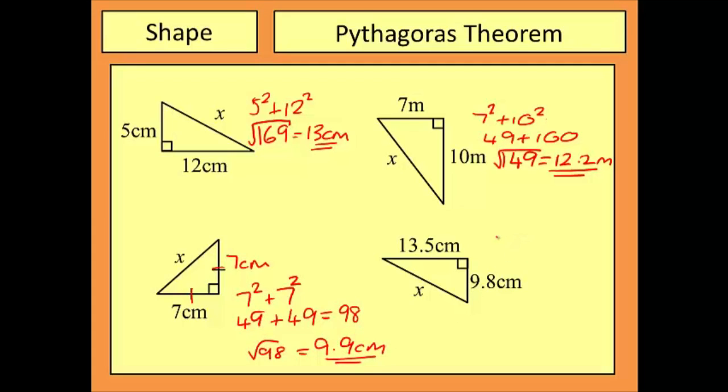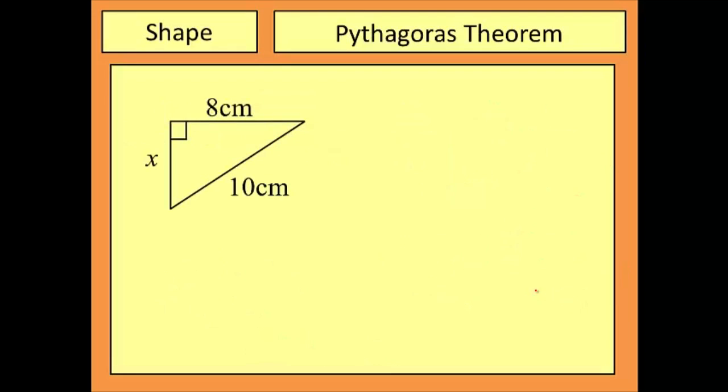And in the final example, we've got some non-integer side lengths. 13.5 squared plus 9.8 squared gives me 278.29. I need to square root this to arrive at a final answer of 16.7 centimeters. This example is slightly more difficult. In this one, we are actually told the longest side is 10 centimeters, so we need to do a slightly different sum for this one.